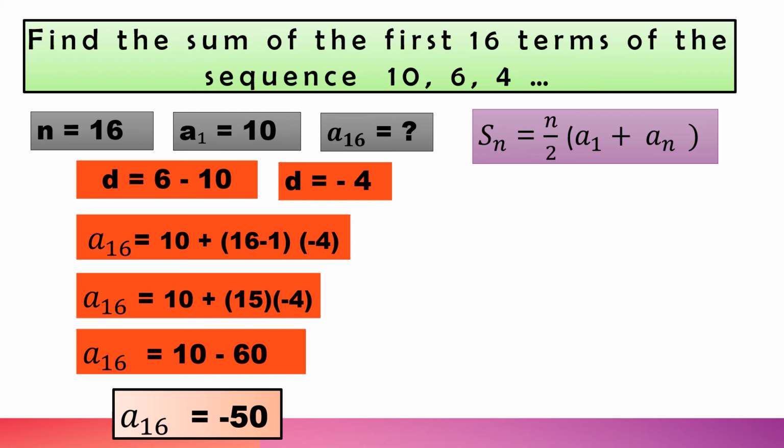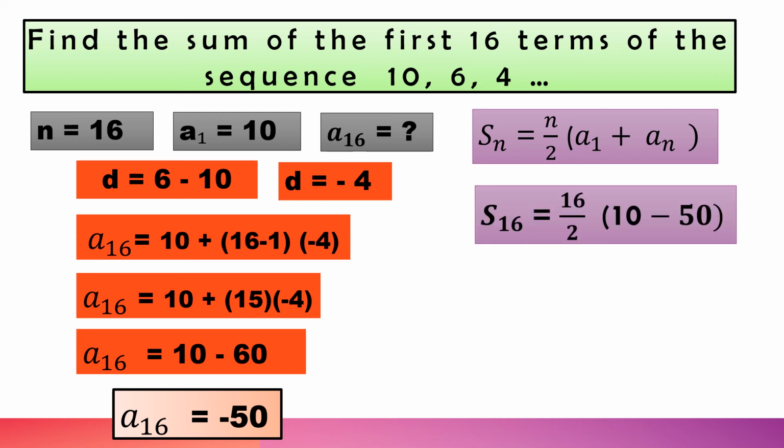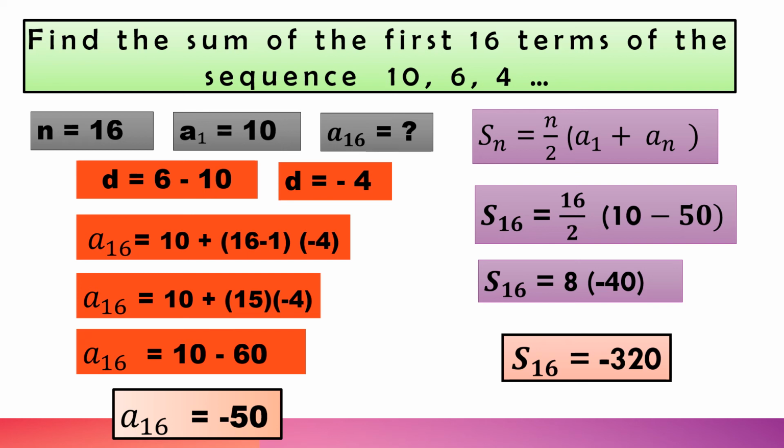A sub 16 is equal to 10 plus 15 times negative 4, which is equal to 10 minus 60, or simply negative 50. Since we now have the values of a sub 1 and a sub 16, let us substitute the values to the given formula. That is equal to S sub 16 equals 16 over 2 times the quantity 10 minus 50. Simplifying the equation, we will then have S sub 16 is equal to 8 times negative 40, which is equal to negative 320.